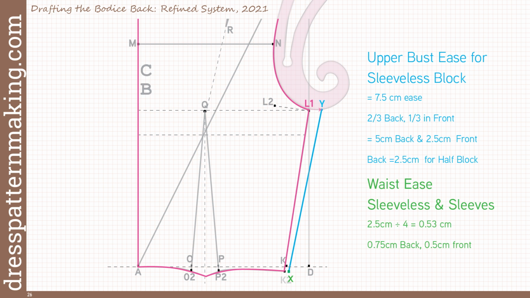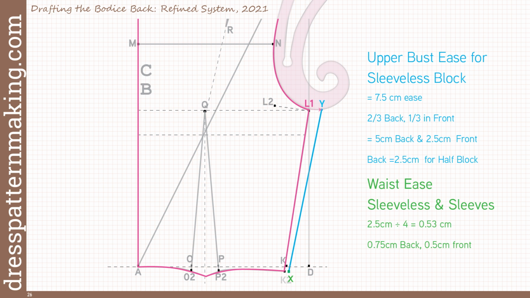block. It will be constant. Now the waist ease is 2.5 centimeters across the whole block, usually divided evenly when you're working in inches, but in centimeters it's kind of hard to divide. 2.5 by 4, you end up either losing 0.5 centimeter in rounding down or gaining 0.5 centimeter rounding up. So we'll add 1.5 centimeters to the back and we'll add 1 centimeter to the front.